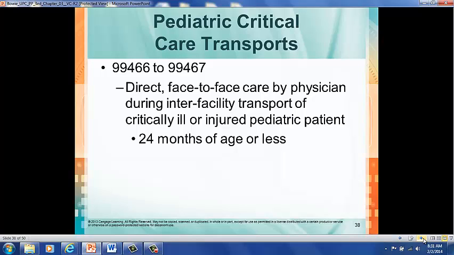The coder will note a plus sign attached to code 99467. This indicates that the code is an add-on code and cannot be billed alone. Code 99466 is used for the first 30 to 74 minutes, adding code 99467 for each additional 30 minutes. Two-way communication between the doctor and the EMT or other emergency personnel is reported with code 99288 because emergency care through outside voice communications to the EMT personnel is not considered direct face-to-face communication.